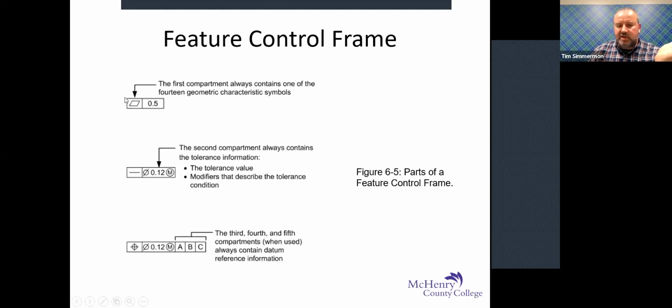The first compartment always contains one of those 14 GD&T symbols. The second compartment always contains the tolerance information. And if you notice, there's a little bit of extra information in here with this diameter symbol and this M, which we'll talk about further along in the class. The last 3 boxes are what we call datums, and that's something else that we'll go over in a subsequent class. So you put all this together, and this is what we call a feature control frame for defining what the geometric dimension and tolerance is for a certain feature on a part.